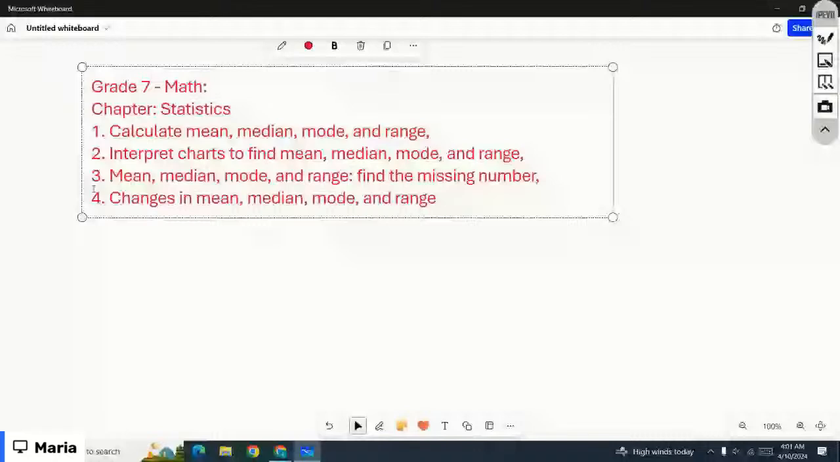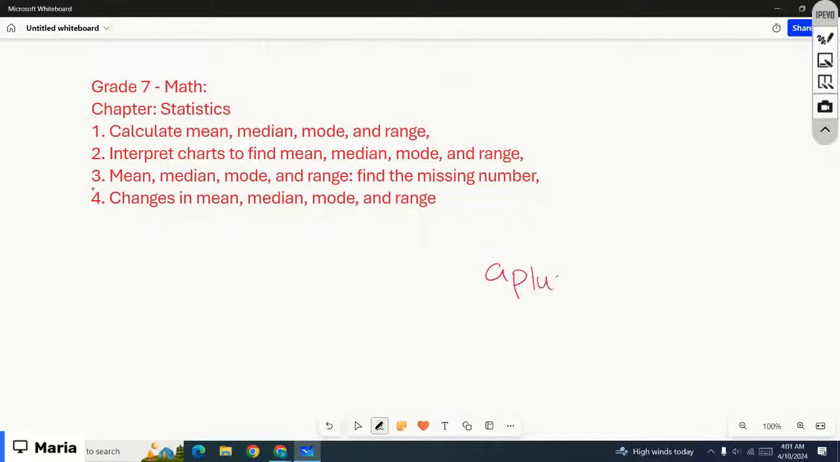We are here for grade 7 math. You can find all the lessons on aplusstudents.com. You have to log in there using your email address and password as provided by the administrator. Then select math from the subject tab, scroll down to grade 7, and then click on view all lessons. There you can find a list of the chapters.